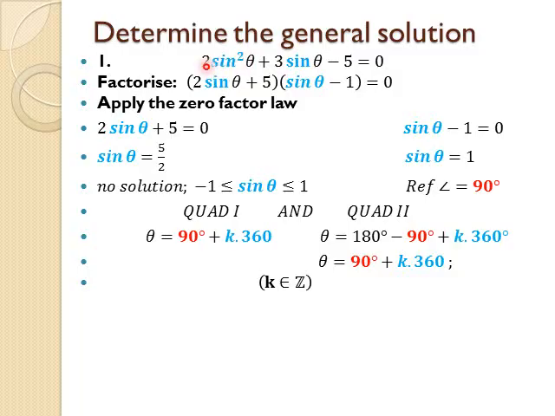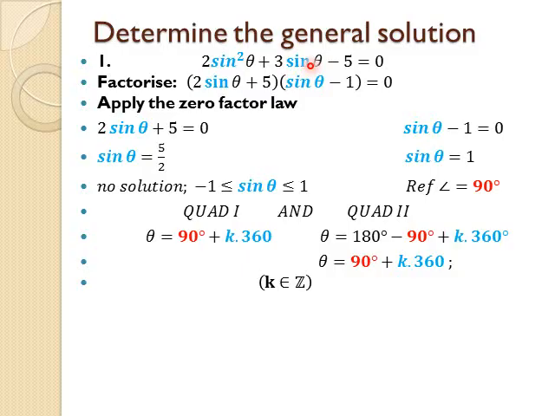So 2 sine squared theta, because 2 is a prime number, can only become 2 sine theta times sine theta. Same applies to 5. 5 is a prime number, can only become 5 times 1, but in this case negative. So positive 5 times negative 1.